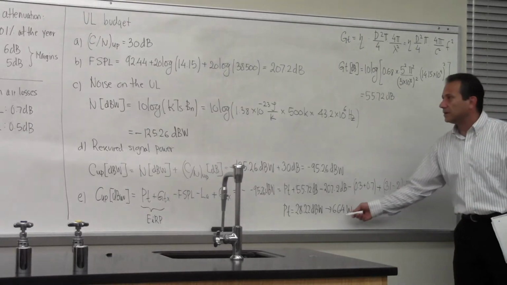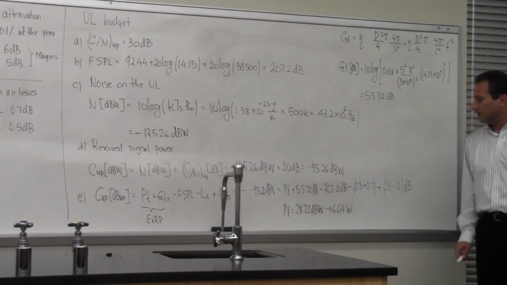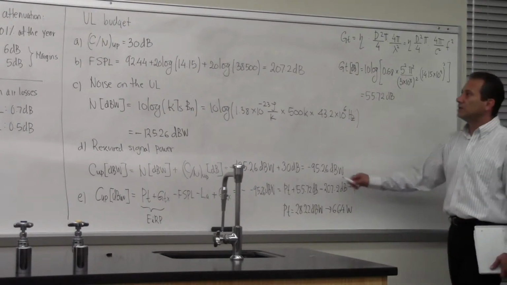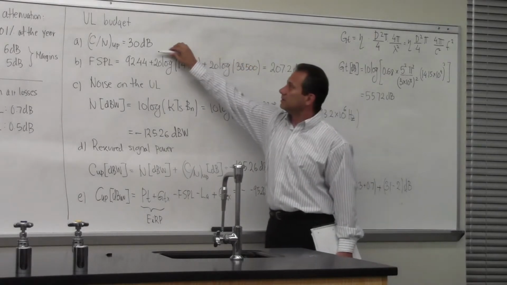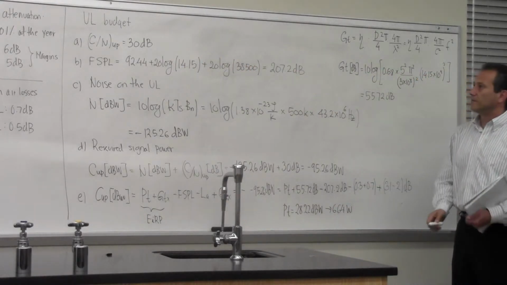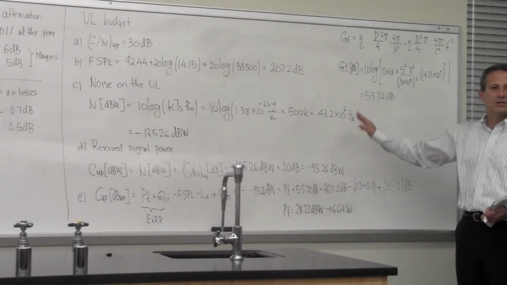So that's the parameter we determine on the uplink. This is how much power you need to provide on the uplink so that you meet the C to N on the uplink of 30 dB required for the communication. Any questions here?